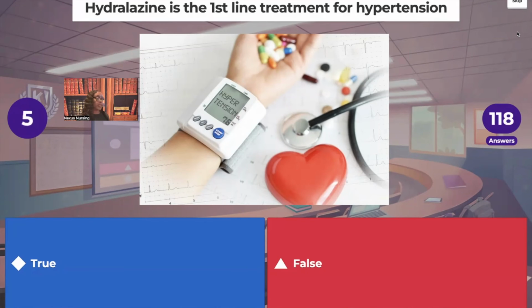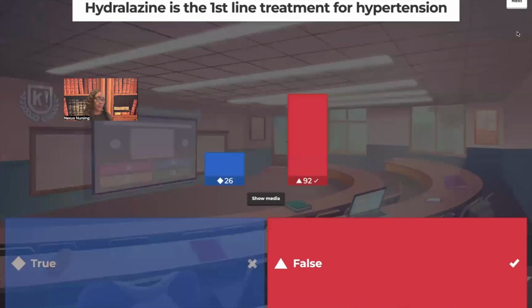First line means the first thing that you're going to do, the first thing that you're going to go to. False. Hydralazine is very, very, very strong. It's very, very potent. By the way, hydralazine is an antihypertensive drug. It's got some serious adverse effects. So this is not even the second or third line treatment for hypertension. We really go to hydralazine when nothing else seems to be working to get this patient's blood pressure down. So it's not the first line treatment.